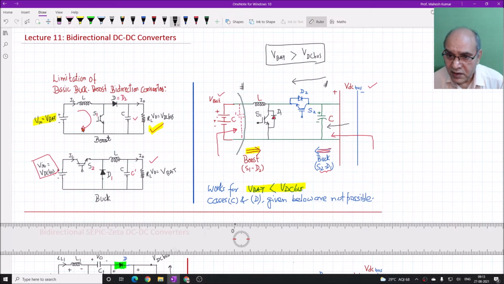So what we need? We need a topology seen by the DC bus in both the modes, the buck mode and boost mode. Similarly, we must have a topology seen by the DC bus in boost and buck mode. Then only the power can flow in both directions at any voltage. This is the idea. So this concept is solved by the Sepik Zeta converter.